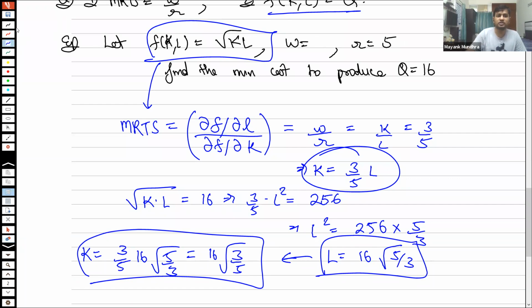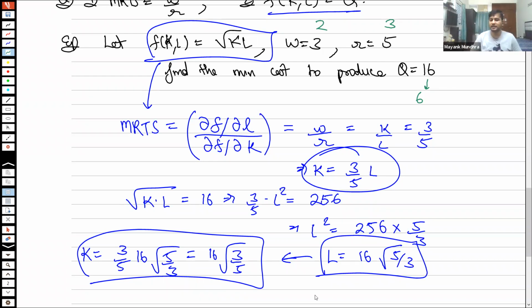Now I'm going to change the values. Let me keep these numbers. The values are going to be 2, 3, and make this 6. Okay, so wage rate is 2, rental rate is 3, and total quantity is 6. Everything else remains the same. Tell me the optimum amount of capital and labor.